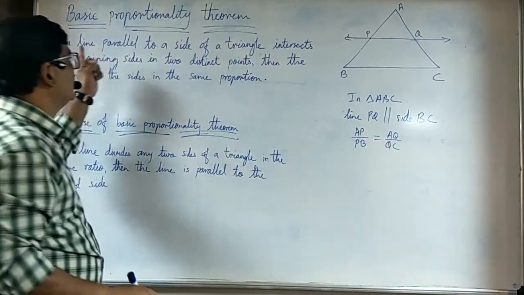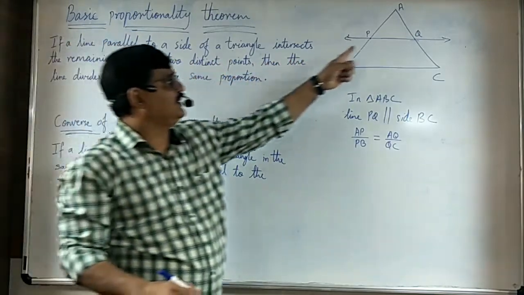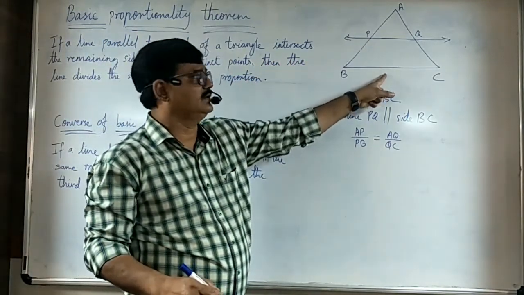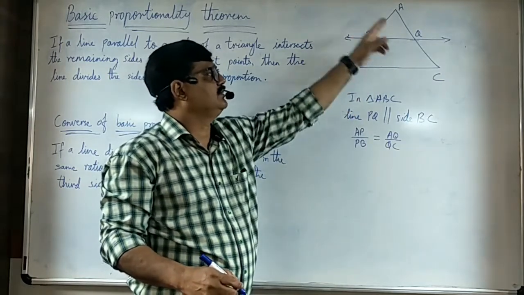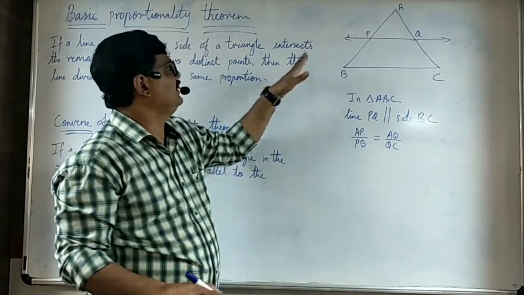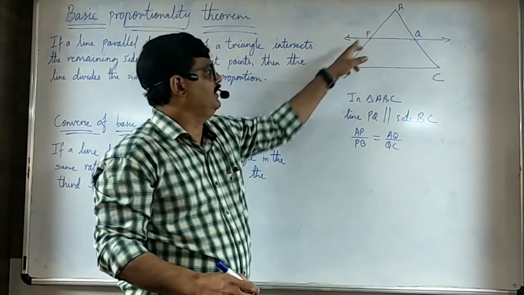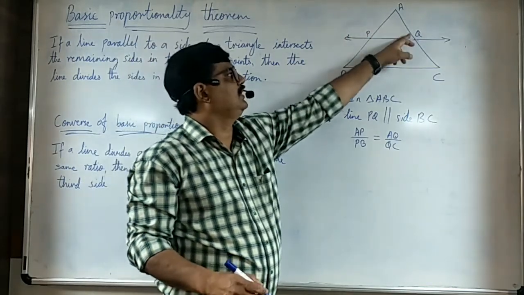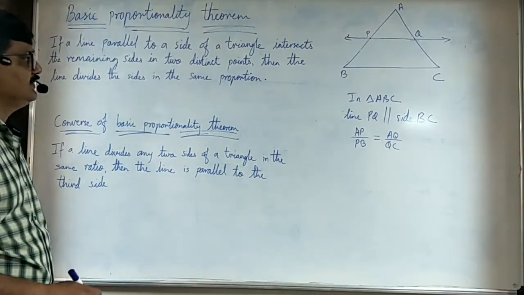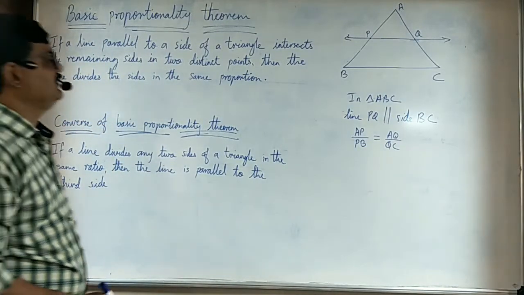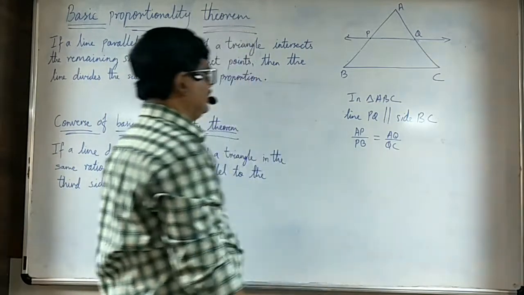The basic proportionality theorem says that if a line is parallel to one of the sides of a triangle and intersects the other two sides, then those sides are divided in proportion. That is, AP upon PB is equal to AQ upon QC. This is your basic proportionality theorem.